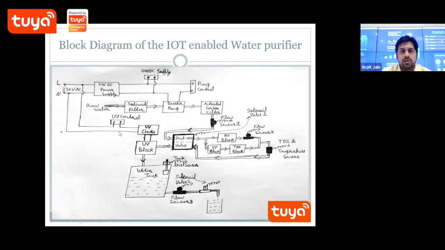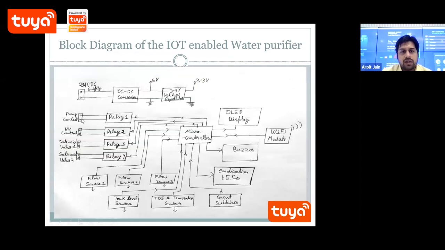And you can see there are a few open connectors like the 24-volt supply, UV control, pump control, and the flow sensors, where these wires are going to. So basically all these are connected to the control unit. I'll show you in the next slide how it's connecting to the control unit.